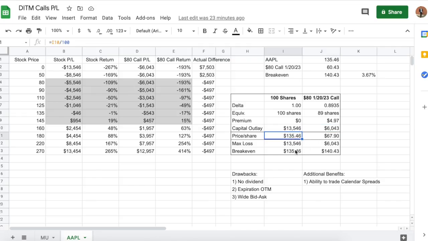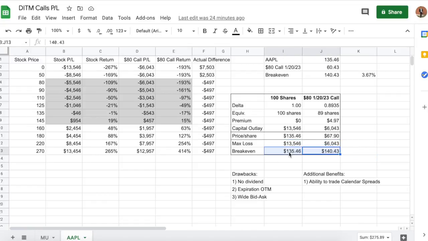So now we have a price per share, obviously $135.46, whereas here you're getting 89 shares for a total cost of $6,043. When we divide that out, you're getting each share for $67.90, and that is the critical thing. This is how you're leveraging your money with LEAPS. You're paying a slight premium, but the amount you're paying per share is about 50%. And your max loss is obviously just your total capital outlay for both of those.